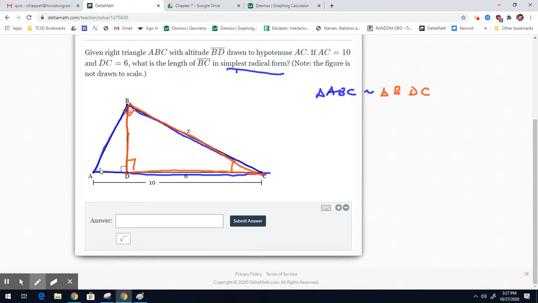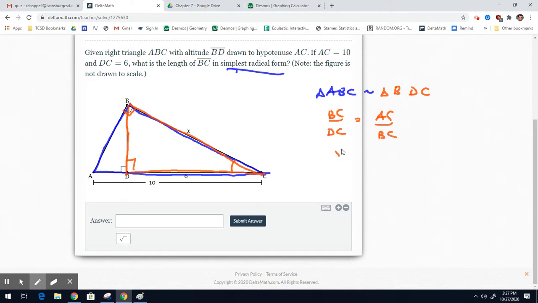So A in the big triangle must correspond to B in the medium triangle. Yes. I get confused too. All right, so do your best. All right, so now I want to find X, which is BC. BC in the big triangle corresponds to DC in the medium triangle. And then if you look at the big triangle, what other side did they give you? They gave you AC, the big long hypotenuse. AC in the big triangle corresponds to BC in the medium triangle.